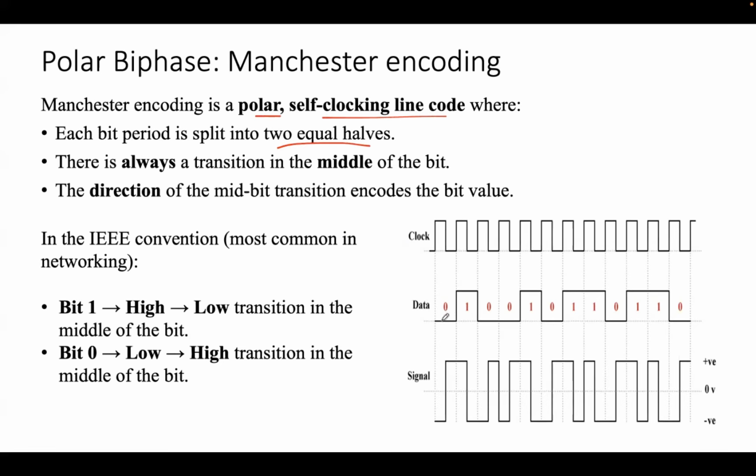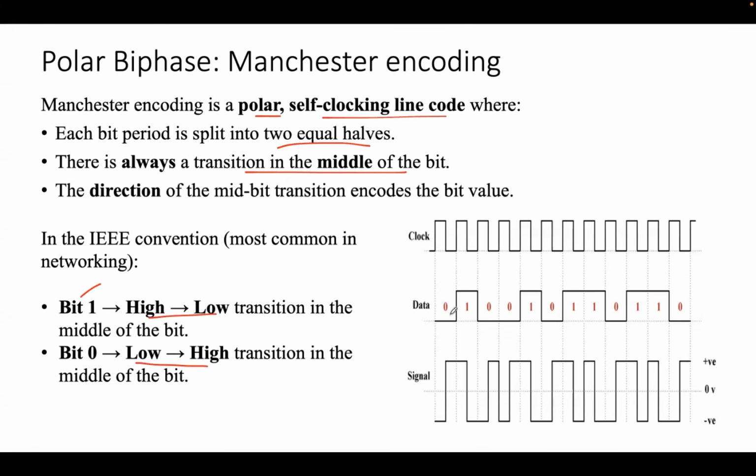So here you can see how this bit 0 is divided into two equal halves. There is always a transition in the middle of the bit. It can be either positive or negative. So if you take this bit 1, the transition will be from high to low in the middle of the bit, whereas if the binary value is 0, you can observe a transition from low to high in the middle of the bit.